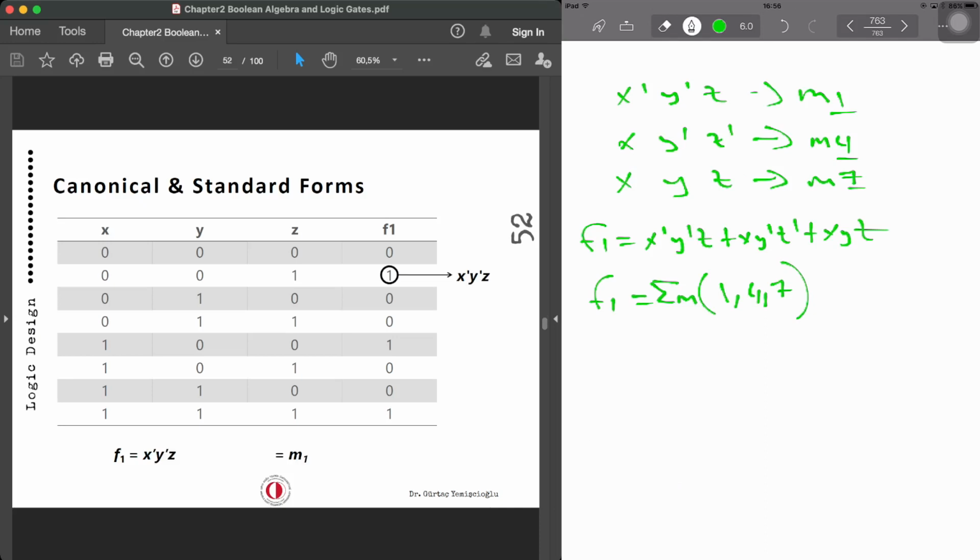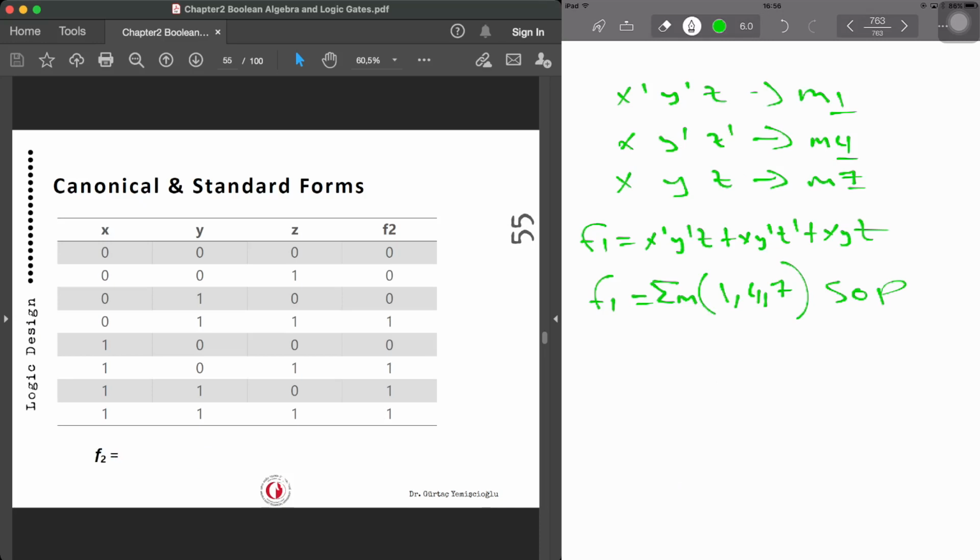The first one is x prime, y prime, z, which is m1, which we already got. The second one is x, y prime, z prime. That's min term 4. They're all ORed together. And then the last one is x, y, z. Okay, so we are ORing these terms, or actually summing these terms to form the function, which we call sum of products, SOP. Okay, so this is example 1. Let's see another example.